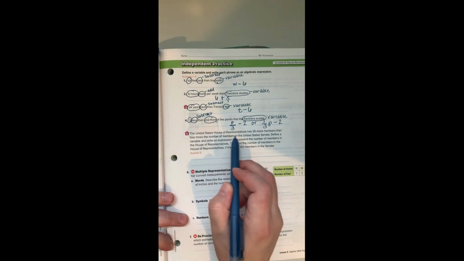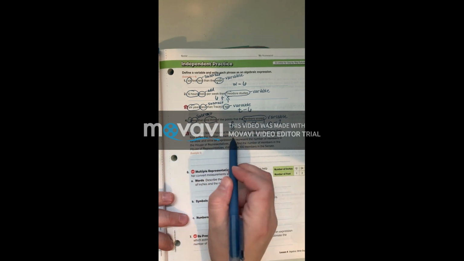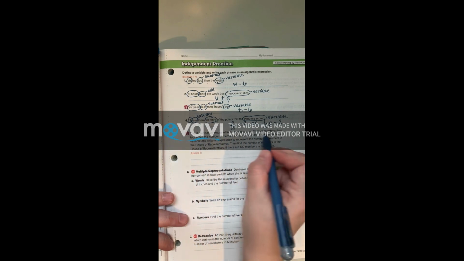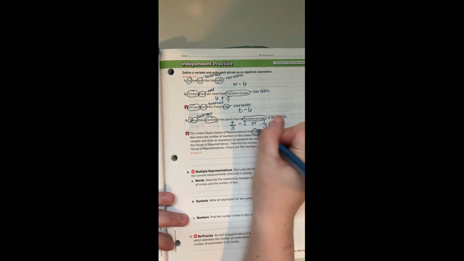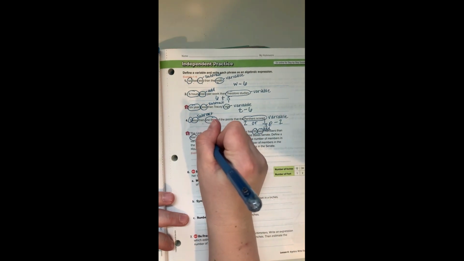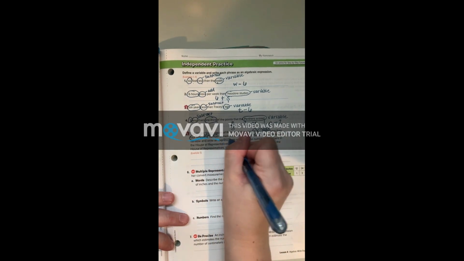Okay. All right, let's look at this story problem, and then I'm going to end it. The United States House of Representatives has 35 more members than 4 times the number of members in the United States Senate. Okay, so let's go through this sentence first. 35 more, so 35 more we're going to add, then 4 times, this is multiply, the number of members in the Senate. We don't know what the Senate is, so therefore that is our variable.